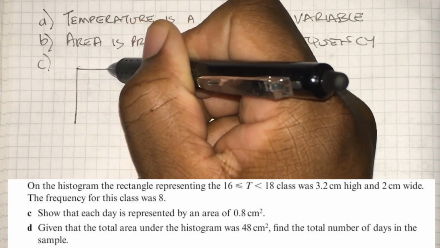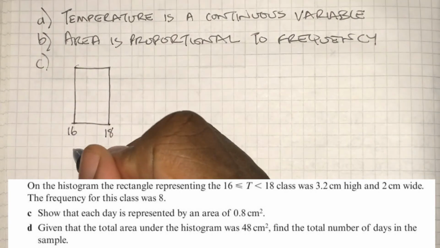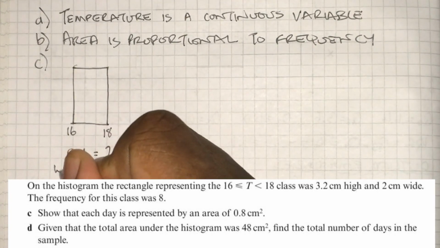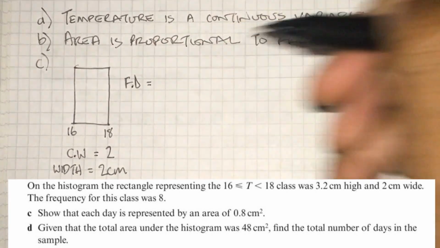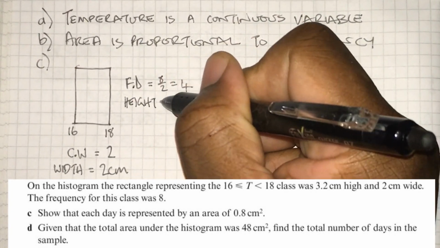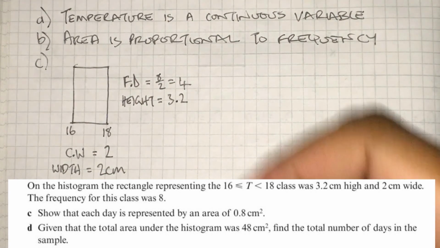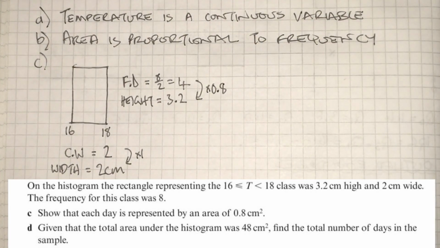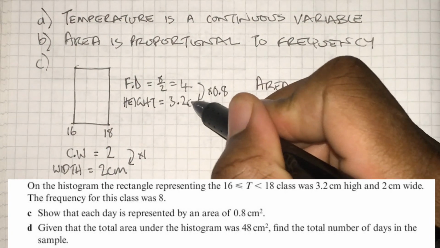We're given some information about the rectangle or the bar that is used to represent the interval 16 to 18. We're told that it has a height of 3.2 centimeters and we're told it has a width of 2 centimeters. And then we're told that the frequency is 8. There's a lot that we can do with this and you can use the technique that I've already demonstrated, but here we're asked to show that each day is represented by an area of 0.8 centimeters squared. So in this case, let's just get an expression for the area in terms of the drawn height and the drawn width. So in terms of centimeters and centimeters squared.